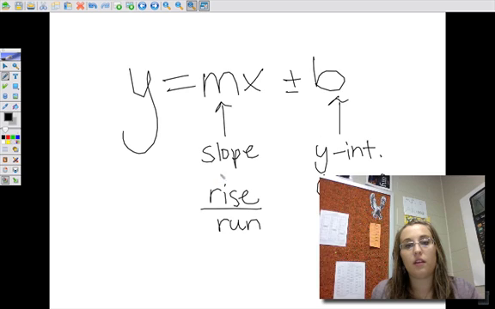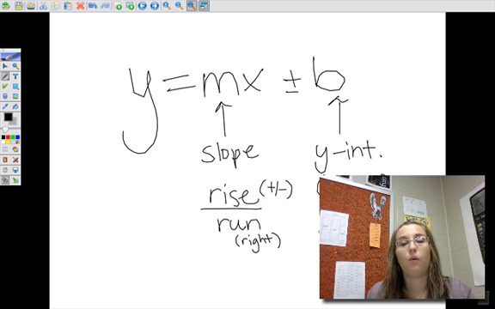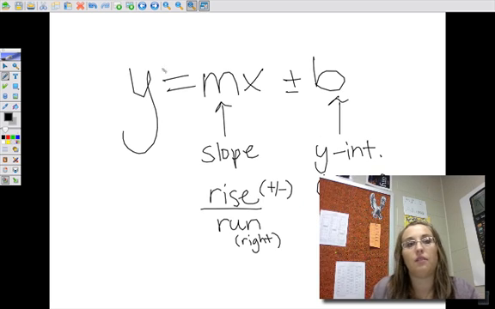And then the only other thing that I'm going to tell you is that when you're doing rise over run, run is always to the right. The rise is the only one that's ever going to be positive or negative. So you might want to come back to this part of the video and pause it when you're getting ready to do your problem that I'm going to give you if you're having a little bit of trouble getting started.